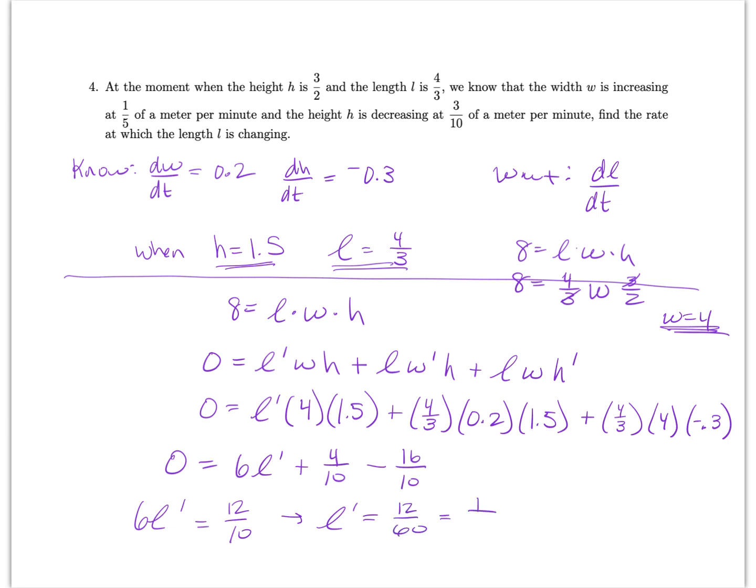or 1/5. Okay, and my units for dL/dt should be L units over time units. And what were the length units? Meters? Yeah, my length units are meters and my time units are minutes. So this is meters per minute.